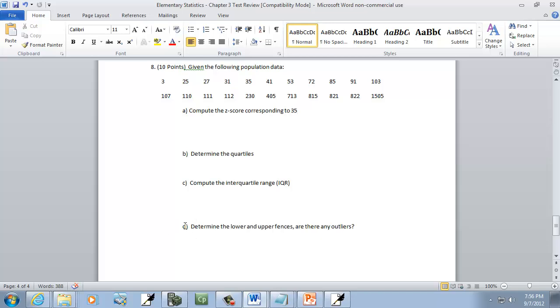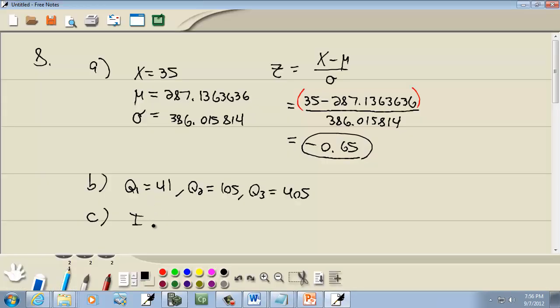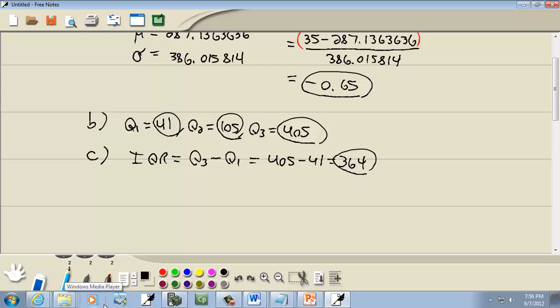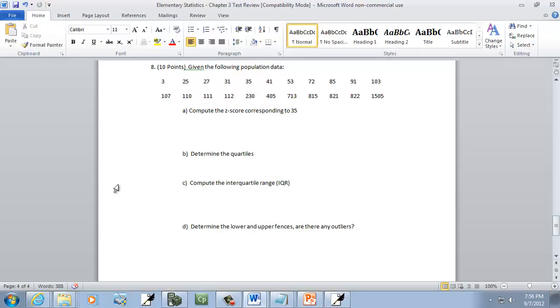C, compute the interquartile range, IQR. Well, the IQR is Q3 minus Q1. So that's going to be 405 minus 41, 364. Okay. Now D. I think it's find the lower and upper fences.